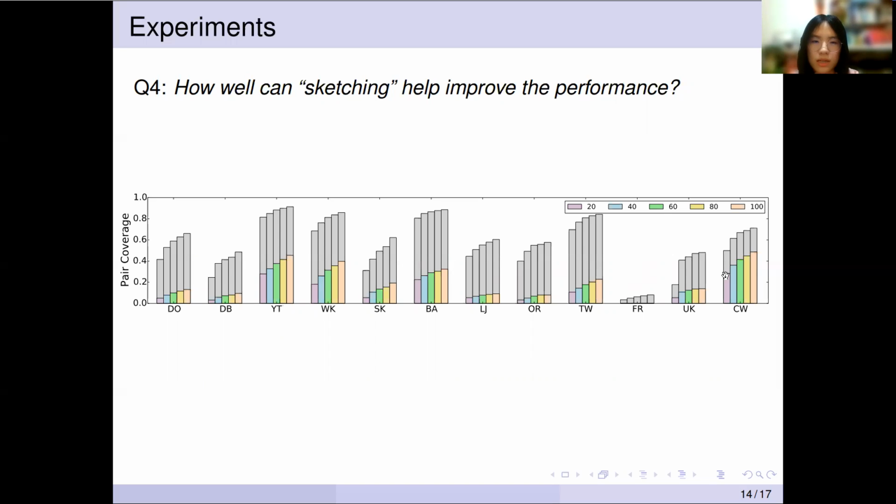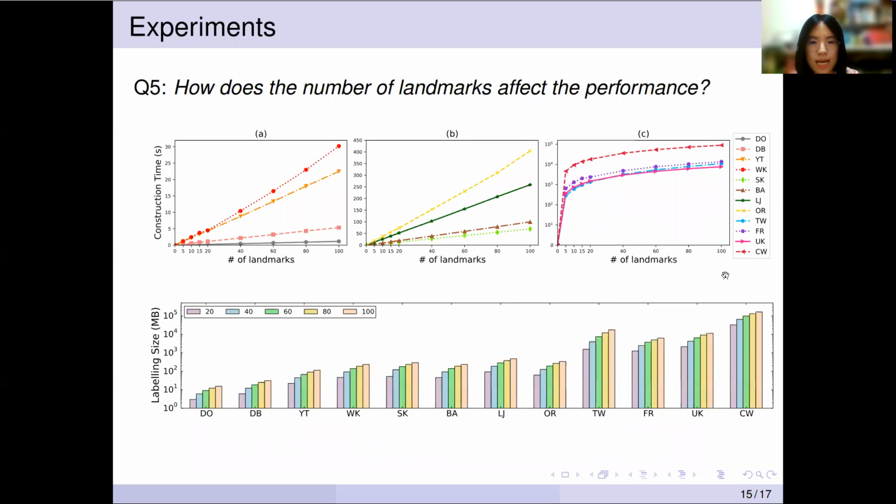Therefore, a question that comes very naturally is how the number of landmarks affects the performance. Will more landmarks always lead to better performance? We first test the construction time and labeling size under different numbers of landmarks. Generally, the construction time increases linearly and the size of labeling increases when the number of landmarks becomes larger.